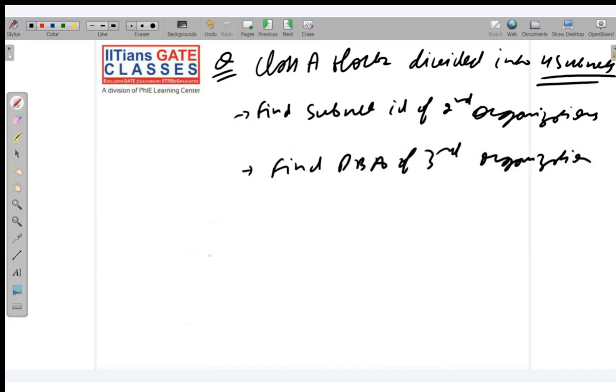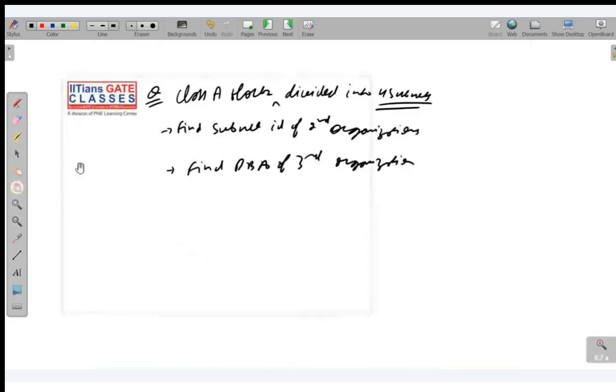So let me tell you that also. Say a class A block, let me give you the IP address. The IP address is say 73.0.0.0, divided into 4 subnets. Find the subnet ID of the second organization, find the DBA of the third organization. Subnet ID means, just like net ID, we have subnet ID. So they just want to ask you the first address of the second organization. How will you find it? We have borrowed 2 bits. Second organization means 01. 01 means you will say 73.64.0.0.